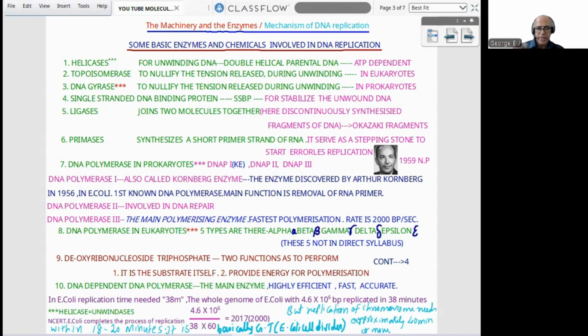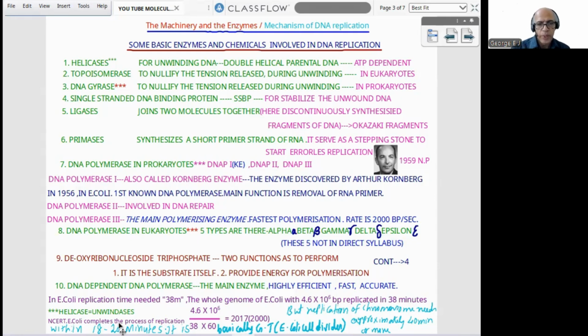But in NCERT, there is a statement, E. coli completes the process of replication within 18 to 20 minutes. Here you can find, I wrote there, 18 to 20 minutes. So how does that 38 and 18 come?